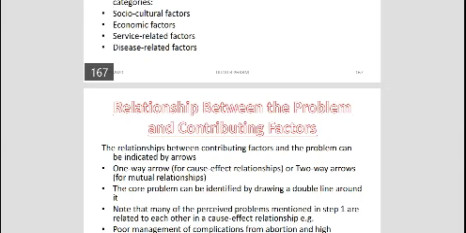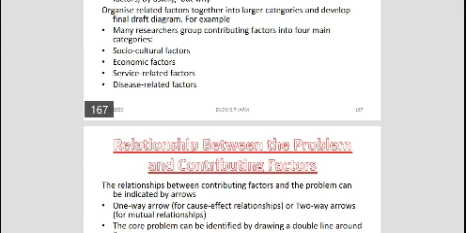Actually, we're going to see an example of this soon or later. Sociocultural factor, economic factor, service-related factor, disease-related factor. Or it might be your assignment if you understood the concept. We get it. For example, let's do a research, an assignment on this coronavirus pandemic.